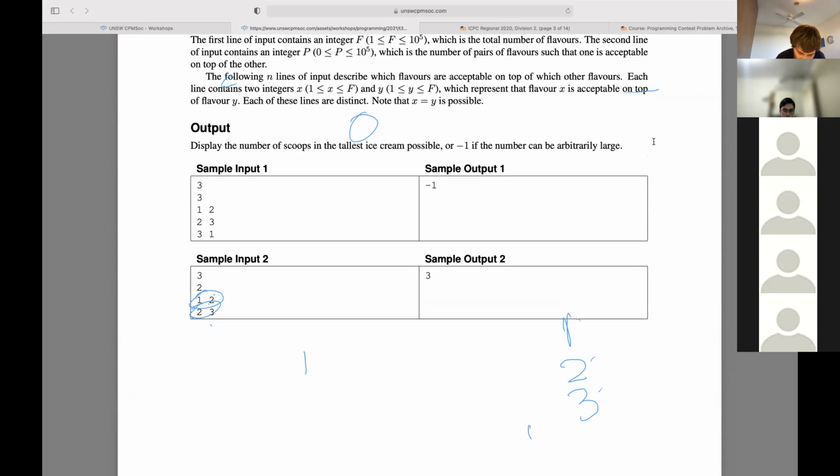You could also have the case where we had 3, 1, 1, 1. In this case, we have 3 flavors, 1, 2, and 3. In fact, we have 2, 2 here even. We can have 1 and 3 alone, but the only allowed stack is 2 on top of 2. So we can have infinite ice cream of just all flavor 2. That's also allowed.